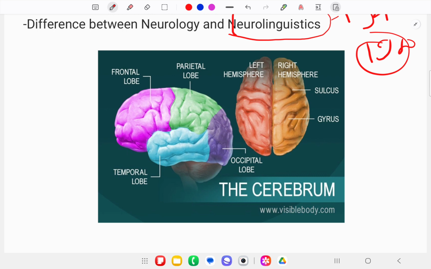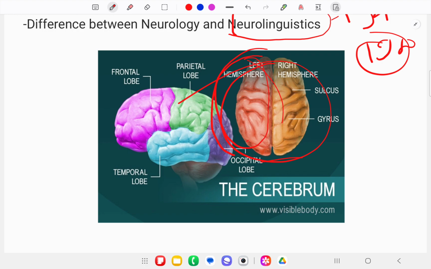Here we can see the structure of the brain, which has the left hemisphere and the right hemisphere. When we talk about linguistic phenomena, the human brain differs from that of other species by having a region dedicated to language alone. This is the part known as the left hemisphere.